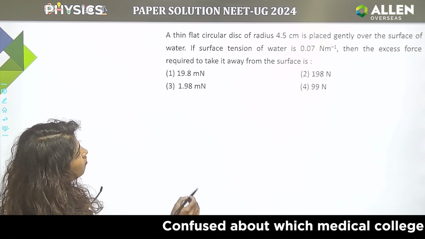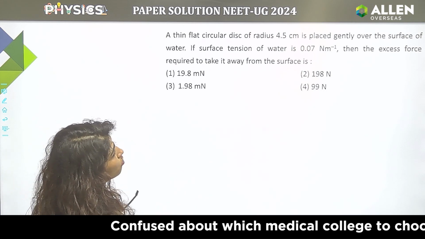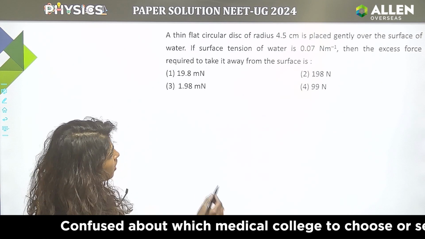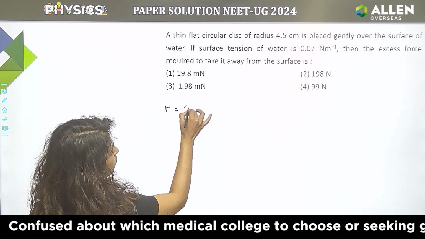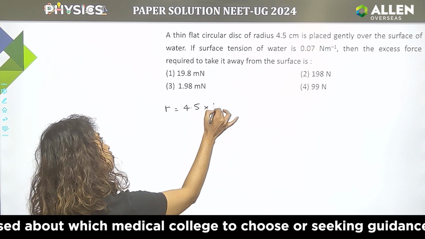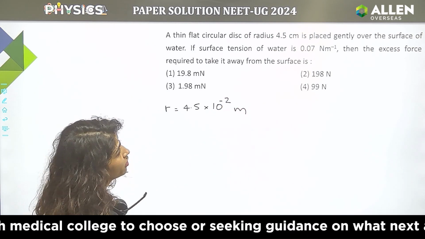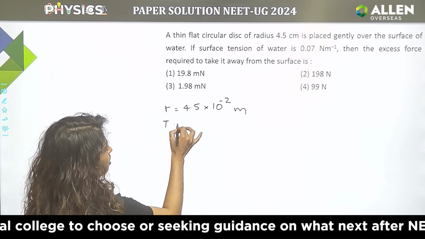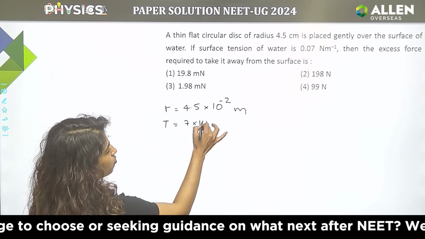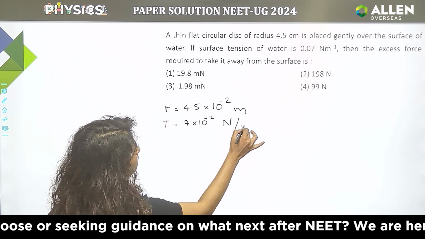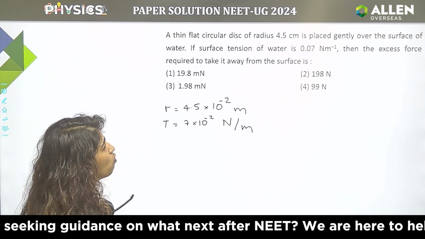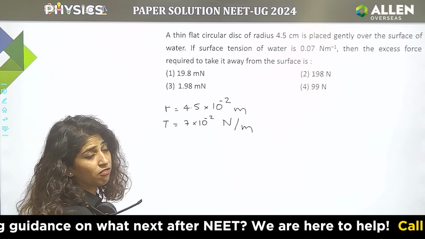Next question given is a thin flat circular disc of radius 4.5 centimeter, so 4.5 into 10 raised to minus 2 meter. It's placed over the surface of water. Surface tension is given as 7 into 10 raised to minus 2 Newton per meter. Then the force required to take it away from the surface.